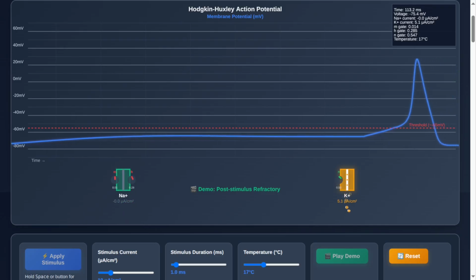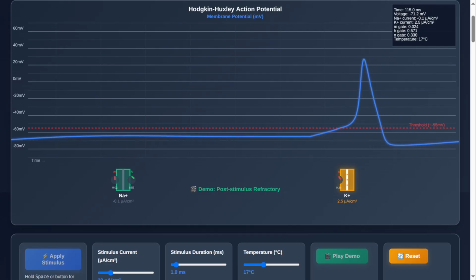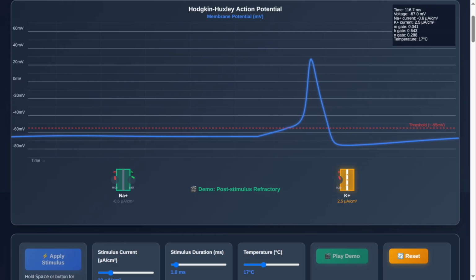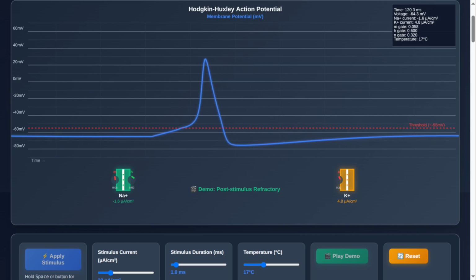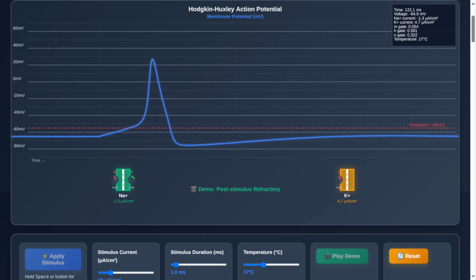Right, the trigger, that really comes down to the threshold phenomenon. We touched on it with the demo. A stimulus, that injected current, has to depolarize the membrane enough to reach a critical voltage, which is typically around -55 millivolts in this model. That's the threshold. The red dashed line again. Exactly. If your stimulus doesn't push the voltage past that line, you just get a little bump, a subthreshold response, and it decays back down.